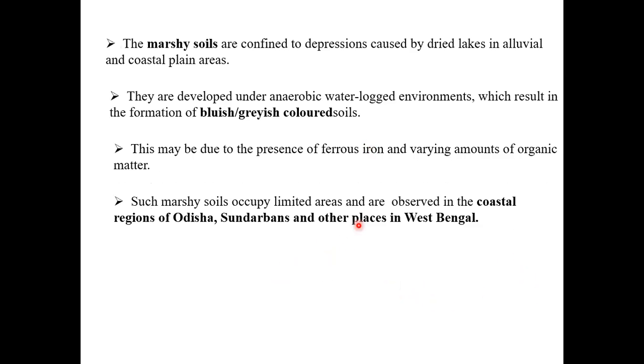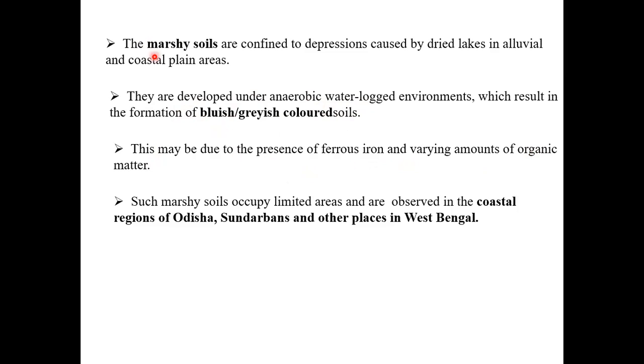And next, marshy soils are found in depressed areas. Whenever there is a depression in any area, you can see marshy soil. When dried, in most alluvial and coastal plains, we can see marshy soils. Under anaerobic conditions, you can see some blue or grayish color soils. Whenever prolonged submerged conditions prevail, in that type of soils you can expect a bluish gray color. This may be due to the ferrous ion and varying amounts of organic matter.